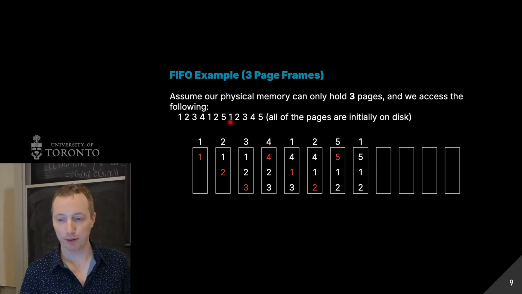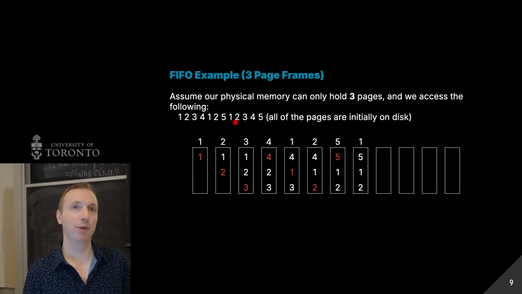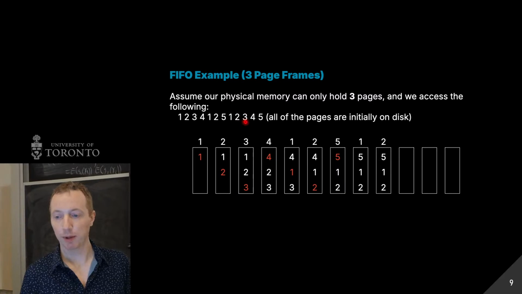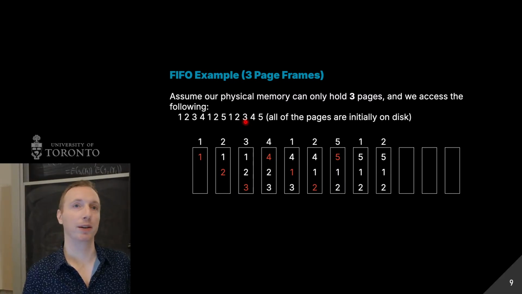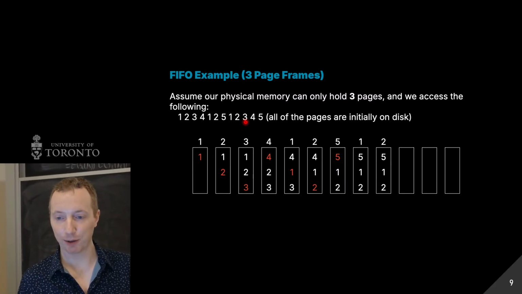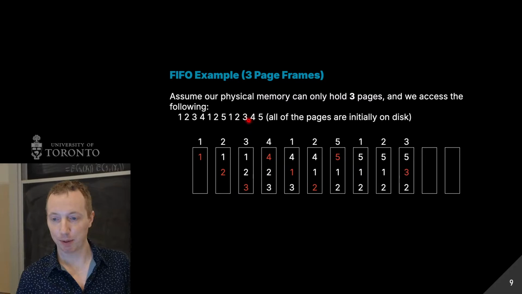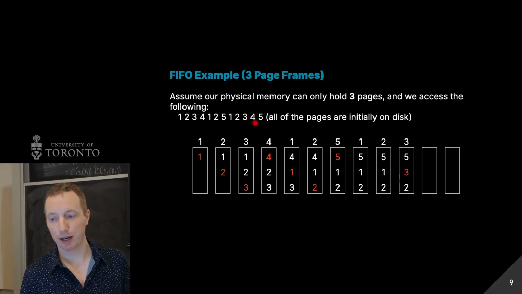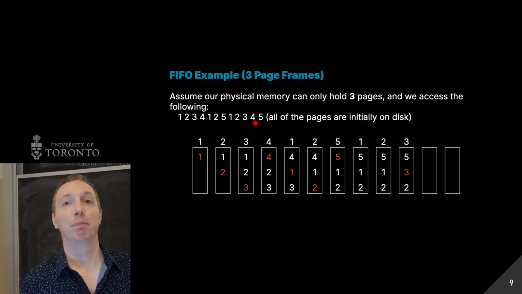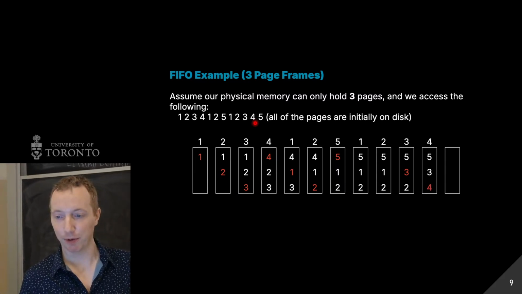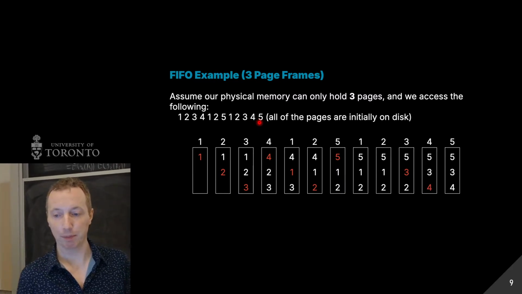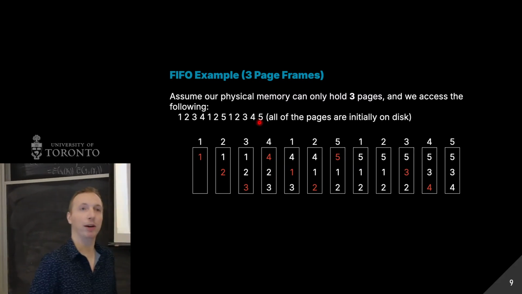So 1 is good. Then we access page 2. Also a hit, right? We're still good. Then we access page 3. So what do we kick out? Page 1. So it forms a diagonal line for FIFO. Now we access page 4. What do we kick out? Page 2, right? So it looks like this, and then the last time we access page 5. So that's a hit. So how many page faults do we have now?